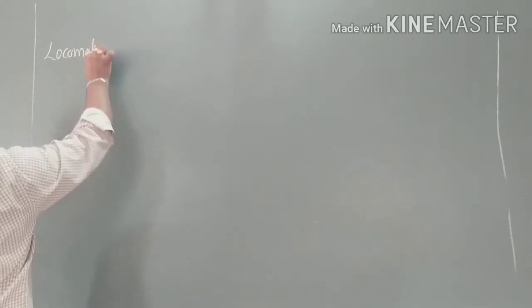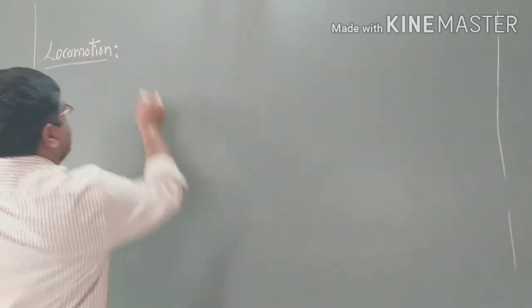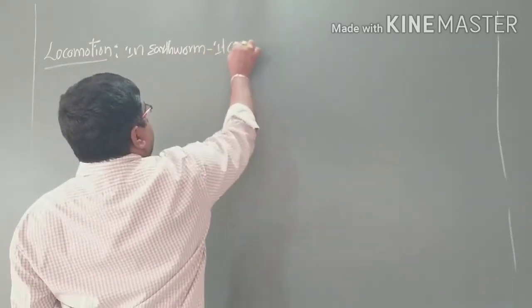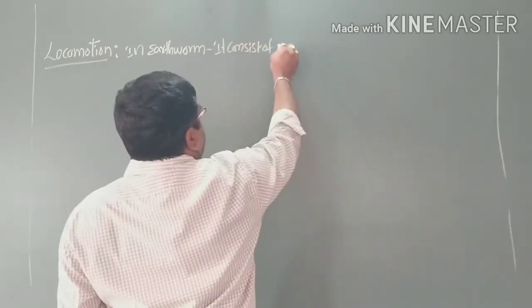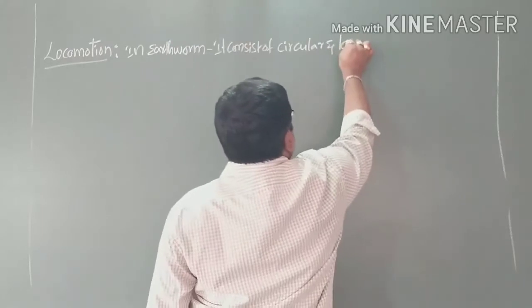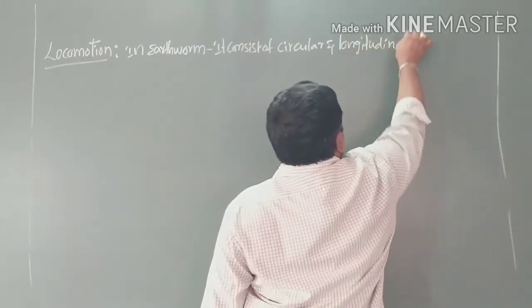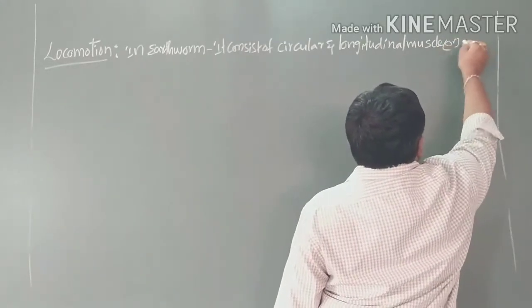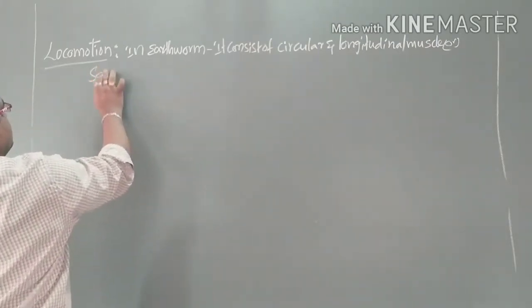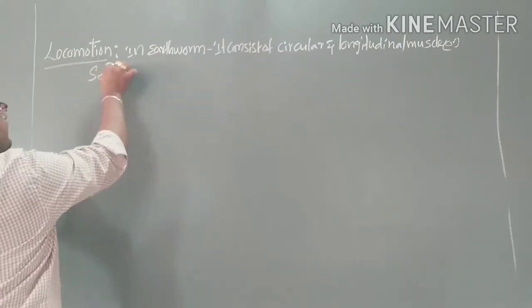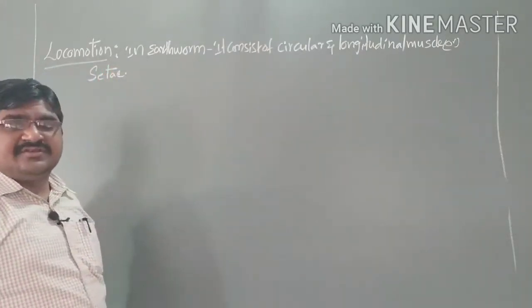Now coming to locomotion. Locomotion involves different locomotory organelles. In earthworm it consists of circular and longitudinal muscles, or otherwise we can call them the setae. That means in earthworm it consists of the circular and longitudinal muscles which are helpful for locomotion.